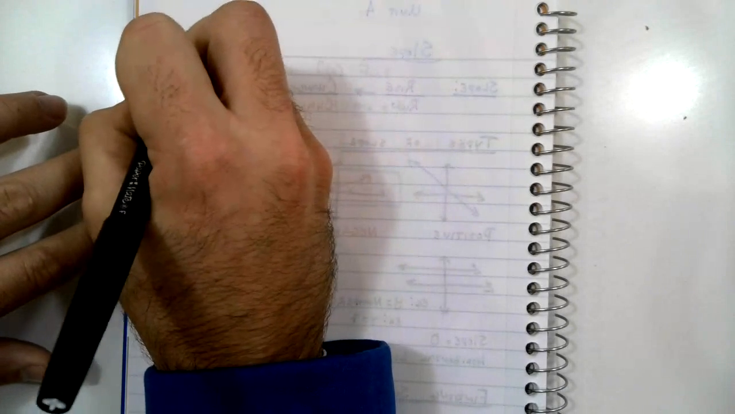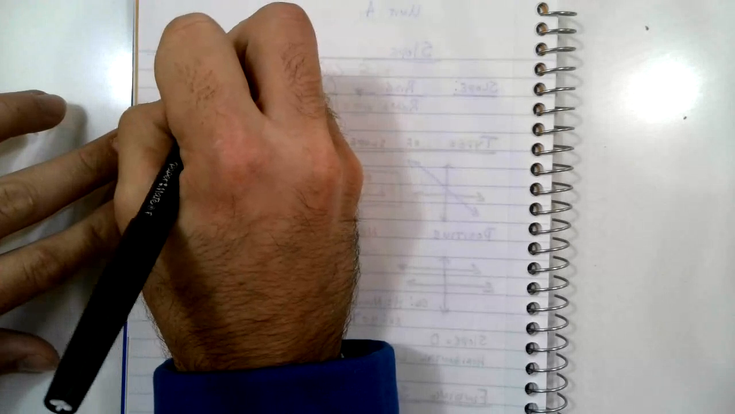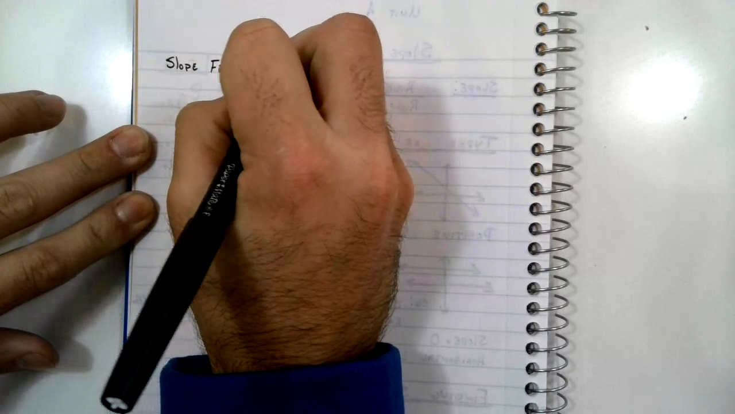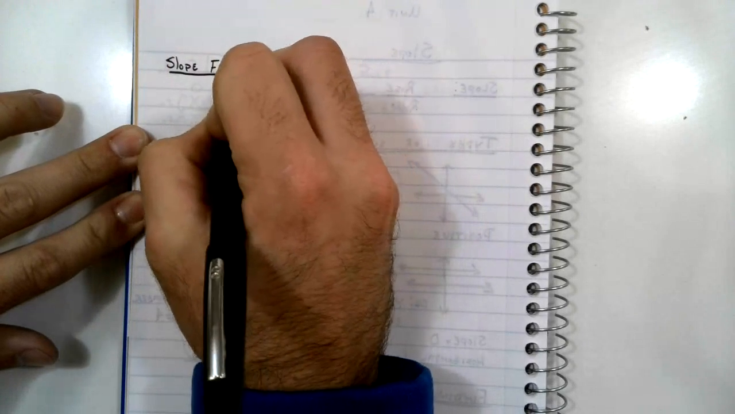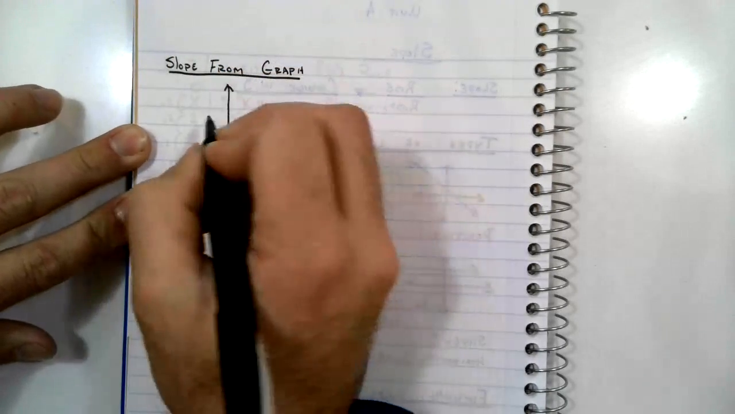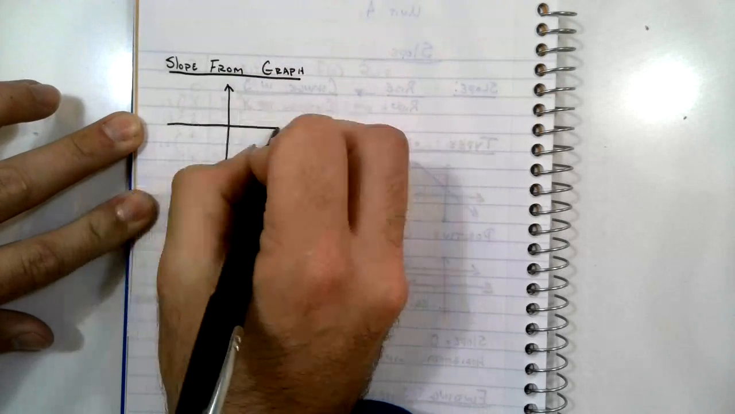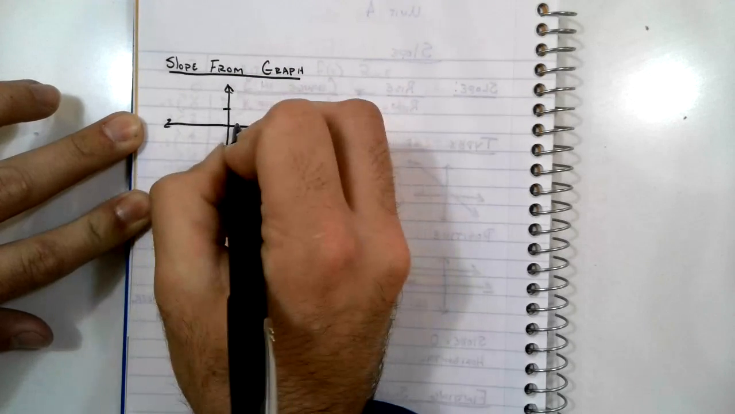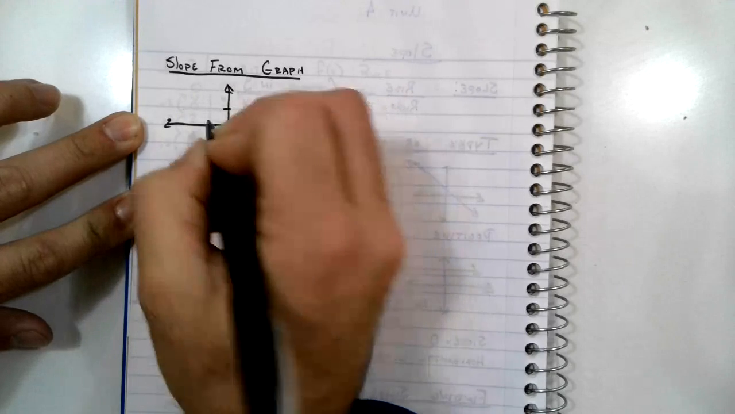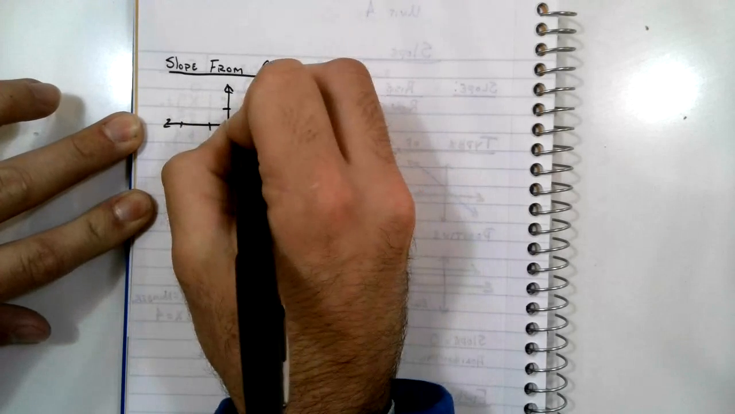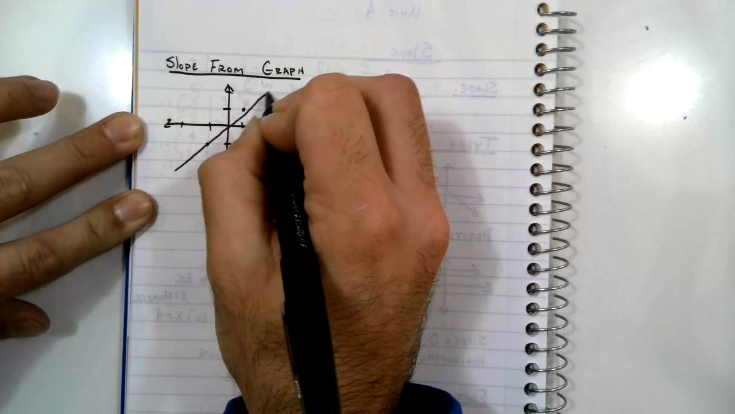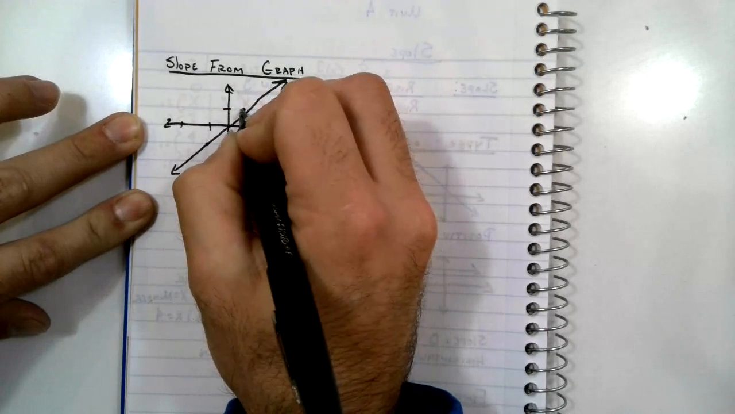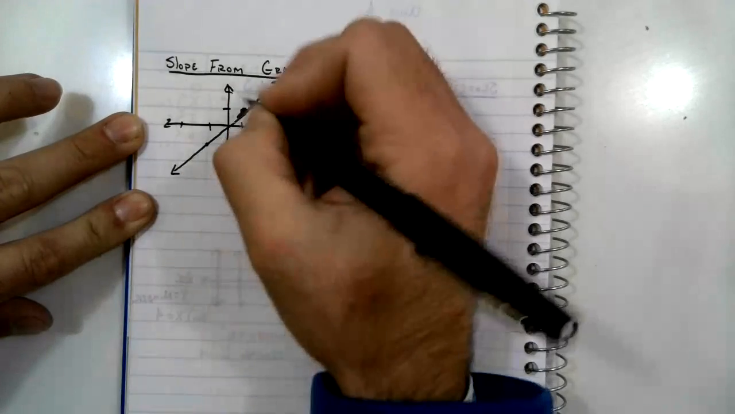So slope from graph. And I'm just going to sketch a little small graph here. Let's just go here. So 1, 2, 1, 2. Let's say I have a point here and a point here. And this is my line. That is not good at all. That is terrible. Close enough. Anyway, so I have a point here and a point here.